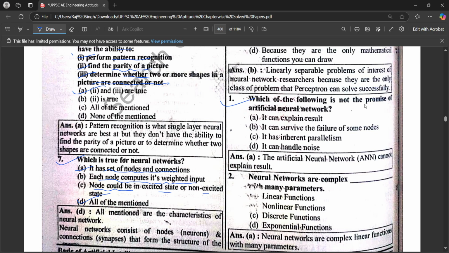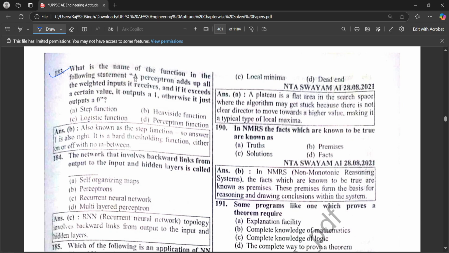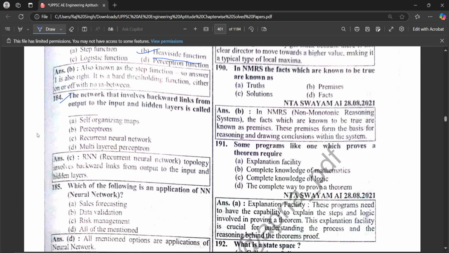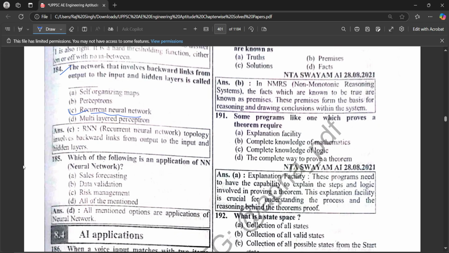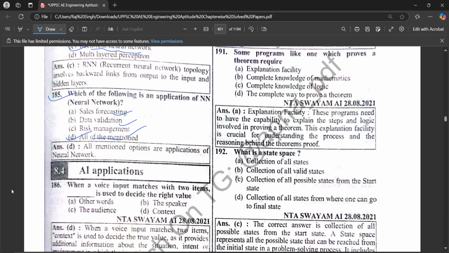Which of the following is not a promise of artificial neural networks? It can explain results. Neural networks are complex with many nonlinear functions. What is the name of the function of the following statement? Perceptron adds all the weighted inputs it receives, and if it exceeds a certain value its output is 1, otherwise it just outputs 0, which is a Heaviside function. The network that involves backward links from output to input and hidden layers is called a recurrent neural network. Which of the following is an application of neural networks? All of the mentioned: sales forecasting, data validation, risk management, and so all are correct.